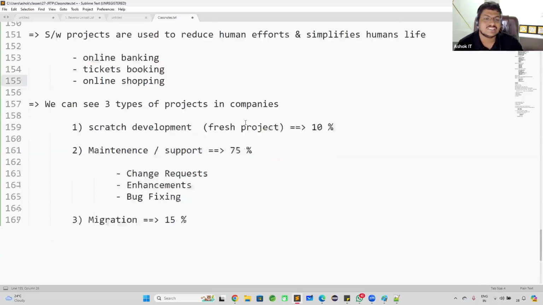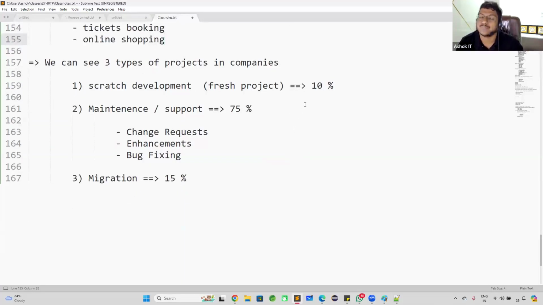We can see three types of projects in companies: scratch development projects, maintenance projects, and migration projects. A scratch development project is a fresh project. Completely from the beginning we develop these applications, but they are only 10% in the industry. The next category is maintenance projects. They are 75%. Most of the projects in the IT industry are under maintenance.